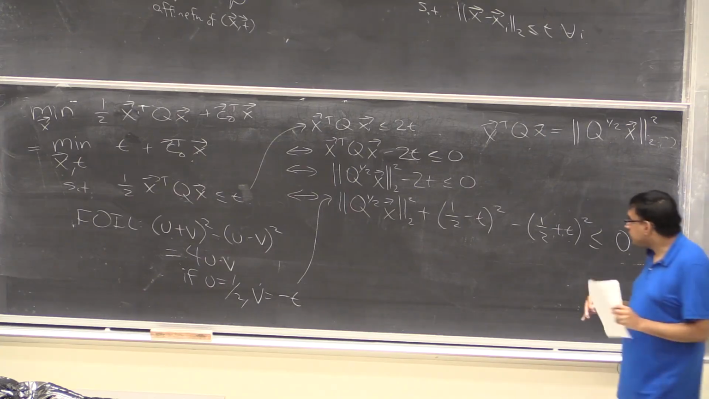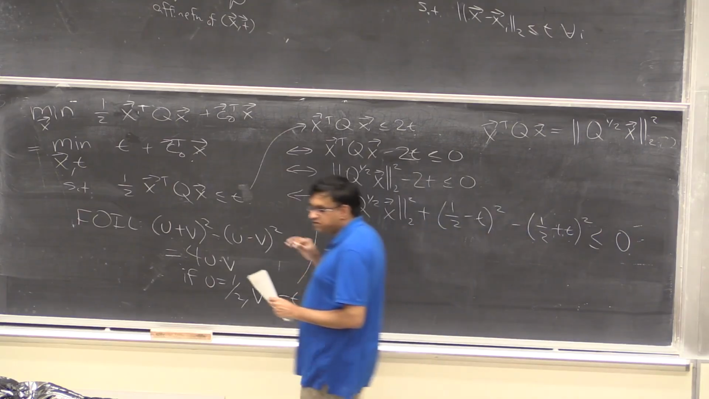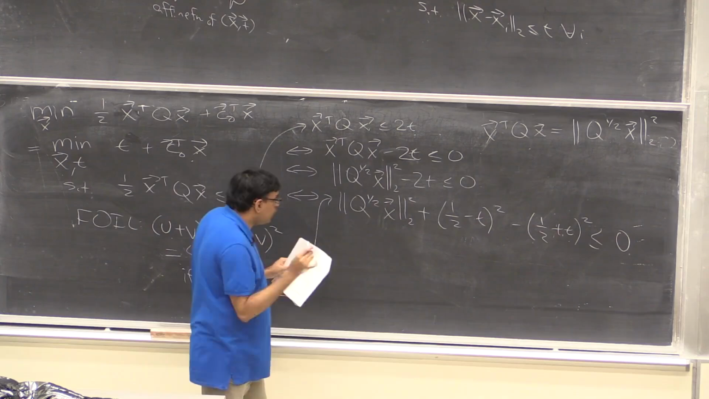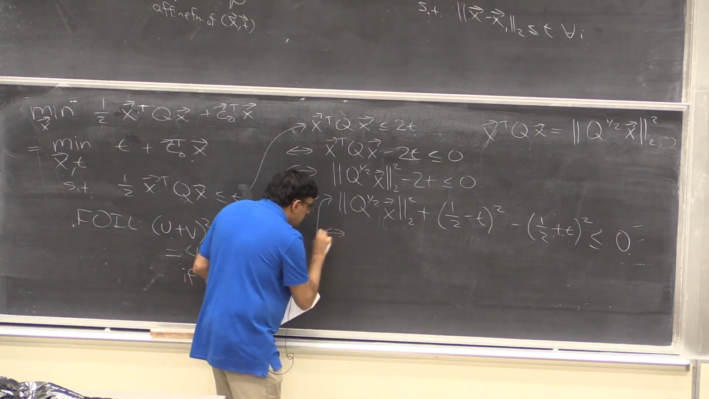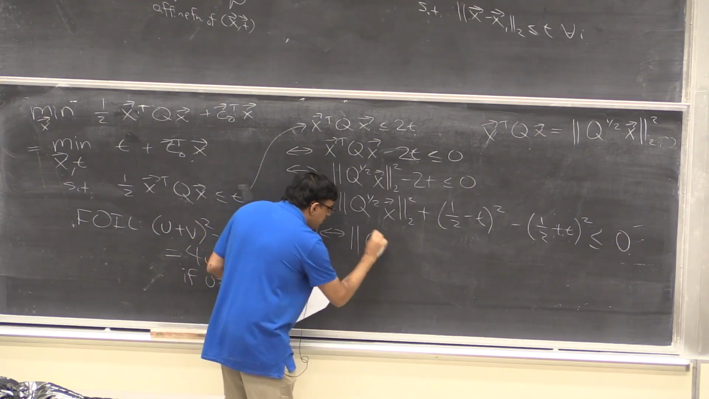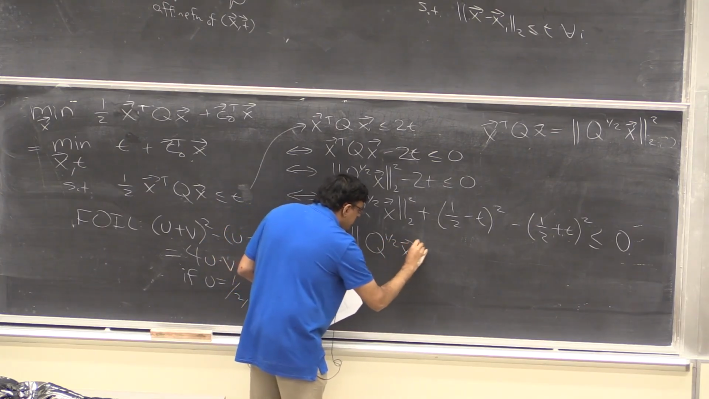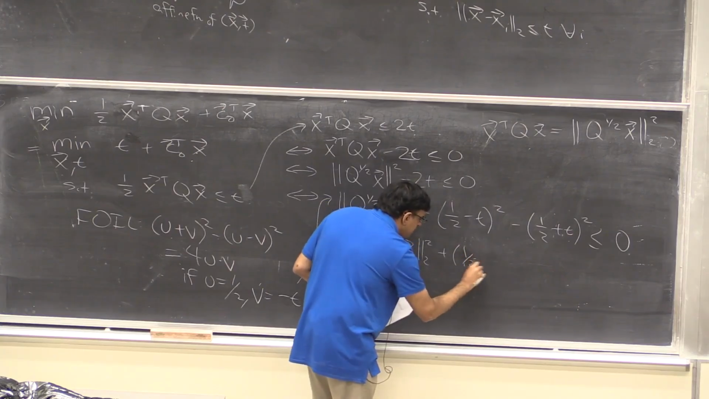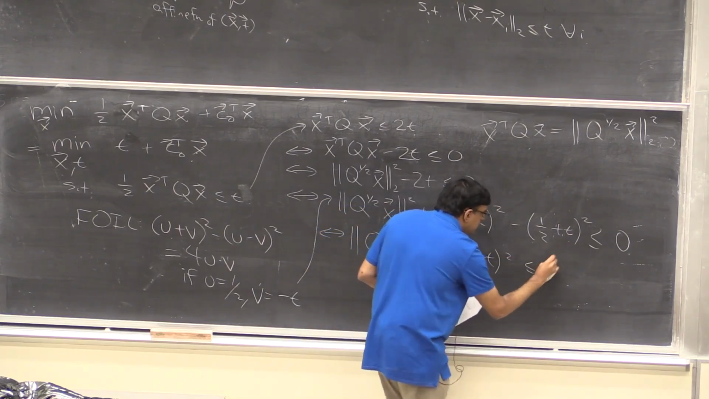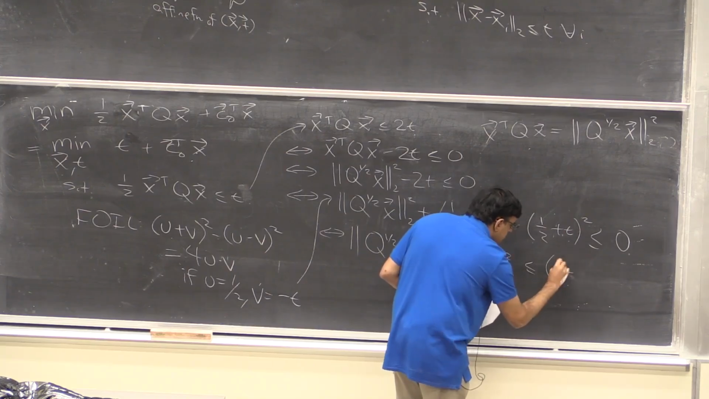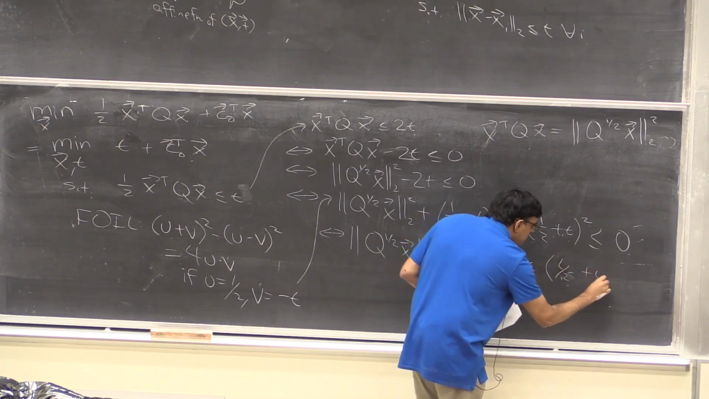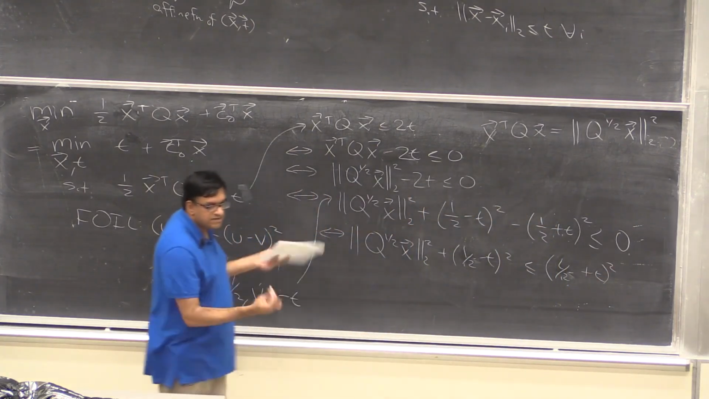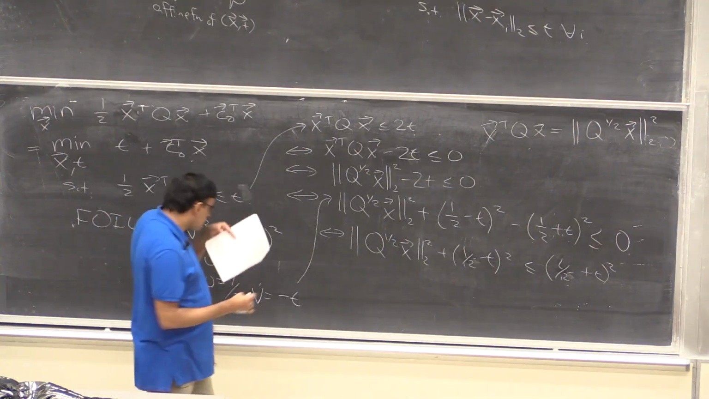Okay, good. So now, almost done. And from here, no more tricks. So I can write this as if and only if the norm squared of Q^(1/2) x, plus (1/2 minus t) squared, is less than or equal to (1/2 plus t) squared. Okay? And now we get to take square roots on both sides.